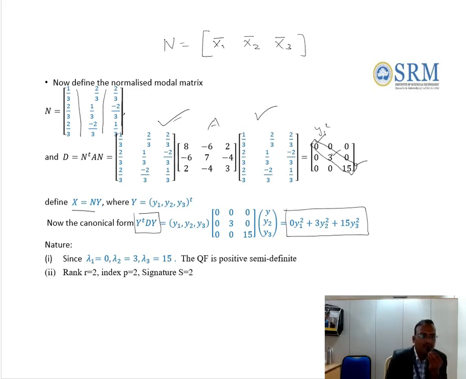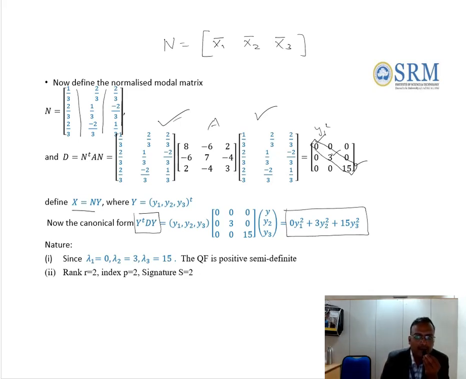Now what is the rank? The rank is 2, because the non-zero eigenvalues are only 2. Therefore the rank is 2, and the index is the number of positive eigenvalues, that is also 2. Therefore the index is 2, and the signature is also 2.